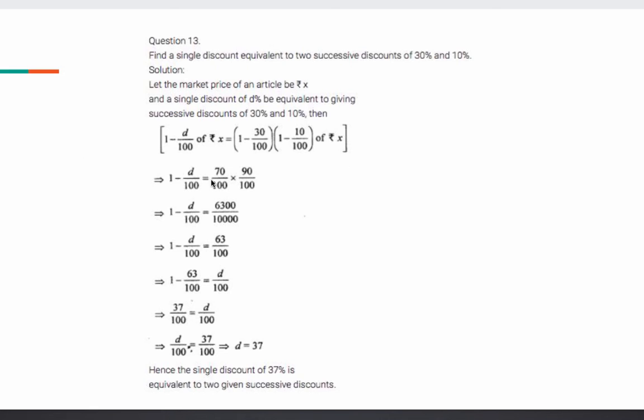1 minus D upon 100 from the left hand side. And here 100 is the LCM: 100 minus 30, 70 upon 100. This side again 100 is the LCM: 100 minus 10, 90 upon 100. Okay, 7 9s are 63, so 6300 upon 10,000. Cancel out 2 zeros with 2: 63 upon 100. So 1 minus D upon 100 comes out to 63 upon 100.